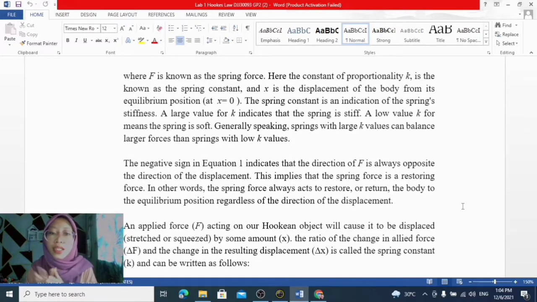The negative sign in equation 1 indicates that the direction of F is always opposite to the direction of the displacement. This implies that the spring force is a restoring force. In other words, the spring force always acts to restore or return the body to the equilibrium position, regardless of the direction of the displacement.